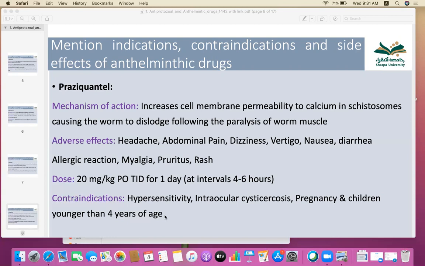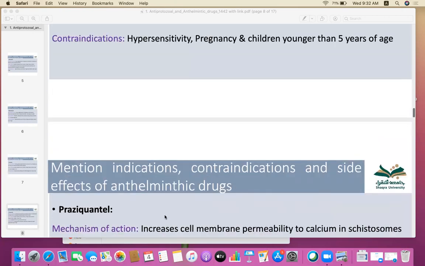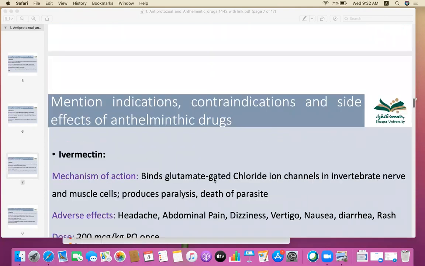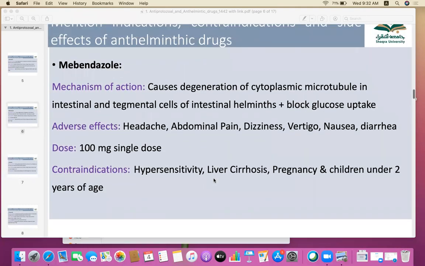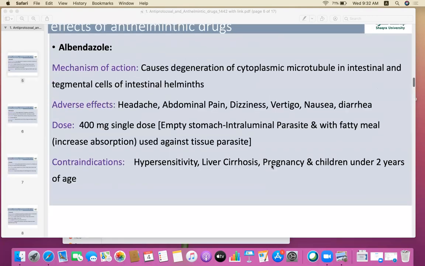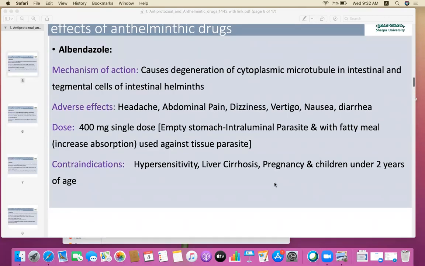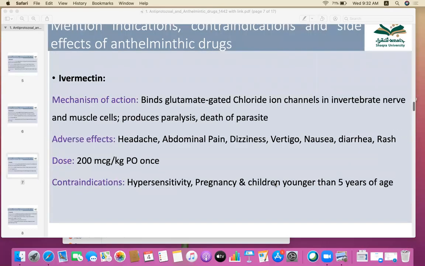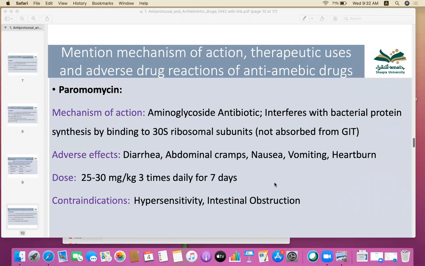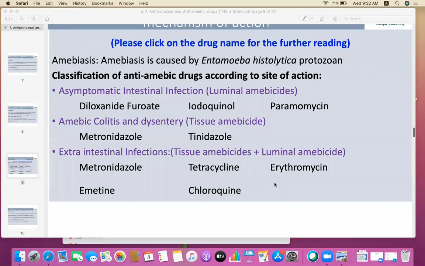So it is also contraindicated in pregnancy and in children younger than 4 years of age. Ivermectin is also contraindicated in pregnancy. Mebendazole is also contraindicated in pregnancy, and albendazole is also contraindicated in pregnancy. So we will discuss the most important drugs in the therapeutics.